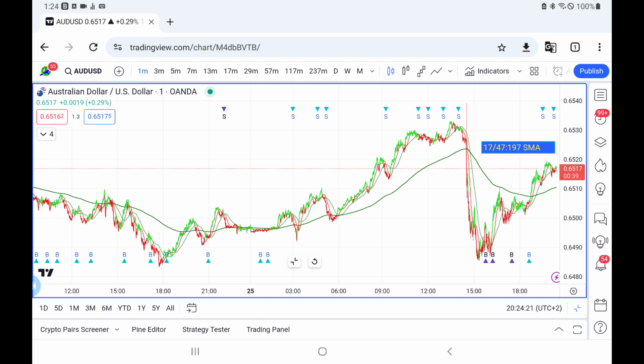Now, there's obviously no guarantee that a particular position is going to hit a take profit zone as easily as we like. But as we can see, it's reasonable enough that it does well.